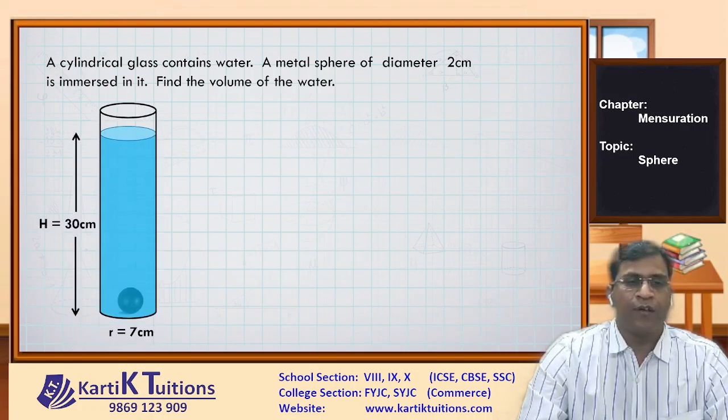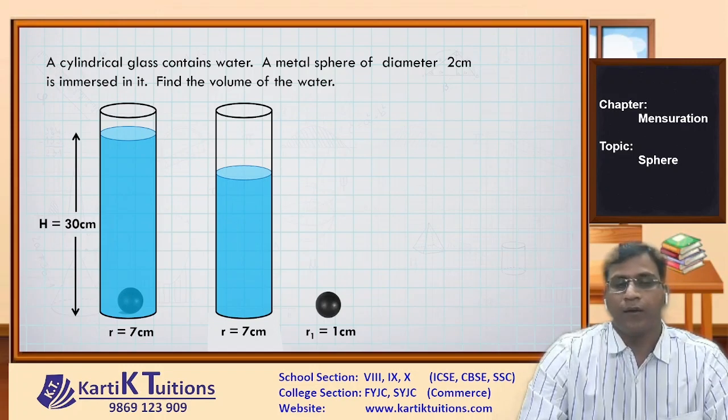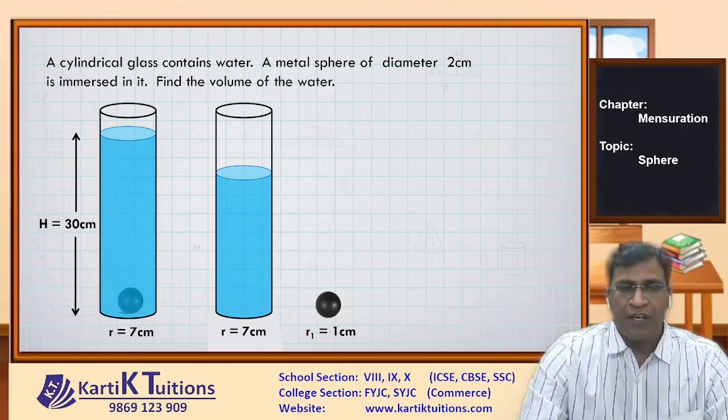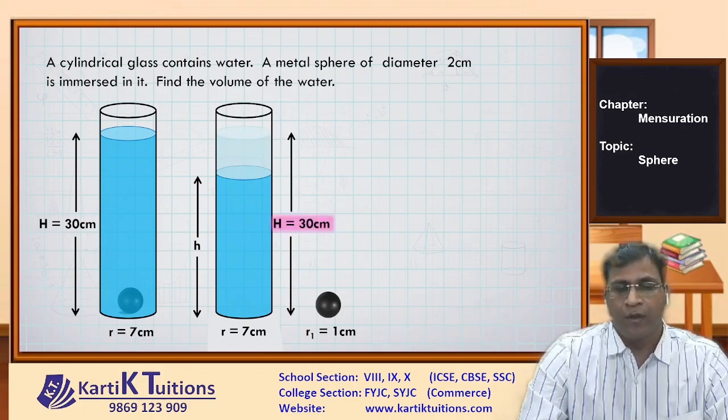Now see, I have a cylindrical container in which the sphere is already there. ठीक है? अगर मैं ये sphere को निकाल दूंगा ना, तो पानी कम हो जाएगा. पानी कम होगा because when the sphere was in the container, the water level height had increased. Now if you just try to understand, this initial height is taken as small h, and the new height is taken as capital H, that is 30 centimeter, which is given to us.